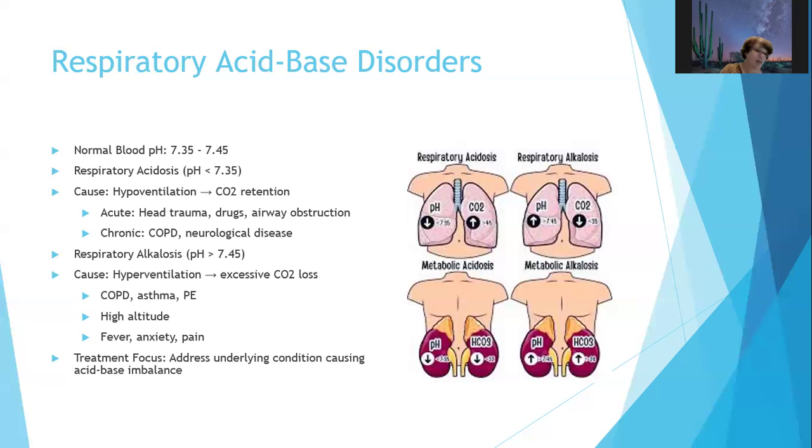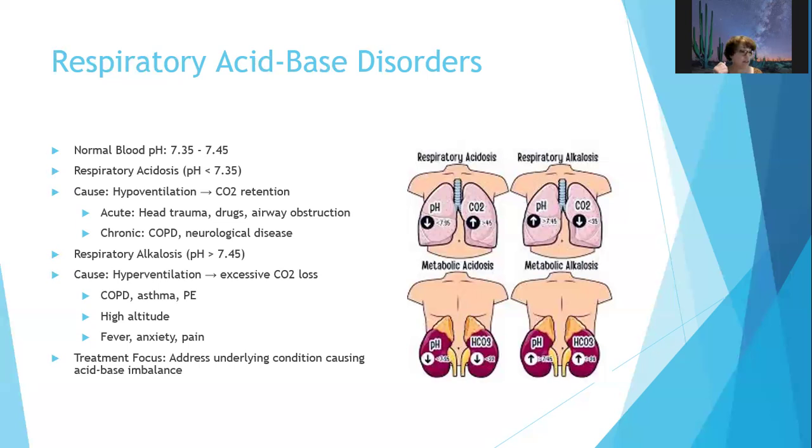So the other side of it is respiratory alkalosis. If the pH of the blood is greater than 7.5, you are in respiratory alkalosis. Hyperventilation is the most common cause of respiratory alkalosis because you're losing excessive CO2. And that can be secondary to a lot of conditions. Oddly enough, also COPD, asthma, and pulmonary embolism can cause respiratory alkalosis. So COPD can cause either, and asthma can cause either. It just depends on what's going on in reaction to the primary condition.